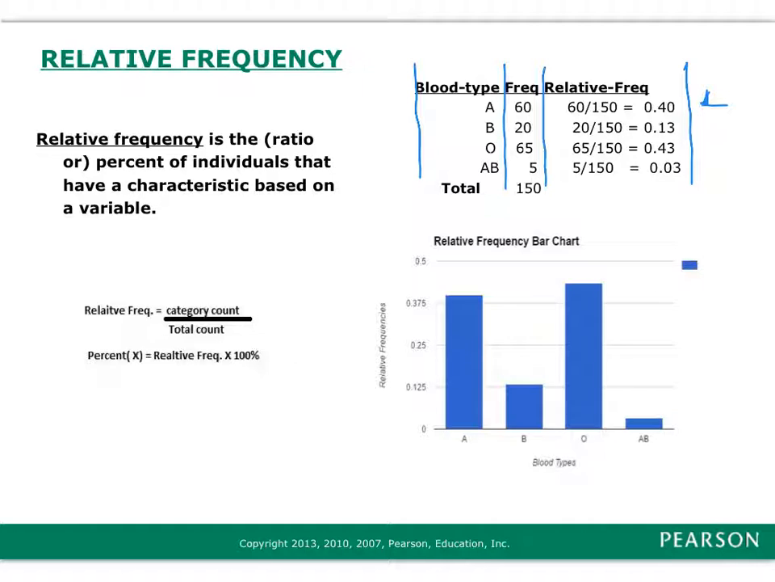So once we have the relative frequency, we can also create a relative frequency bar chart. So we put everything over here either in a percentage or in a decimal number to do relative frequency, and you can see our bars are related again to the blood types. Over here is the calculation that you need to have for relative frequency. It is the category count divided by the total count. And if we wanted it as a percentage, we would multiply it by 100%.